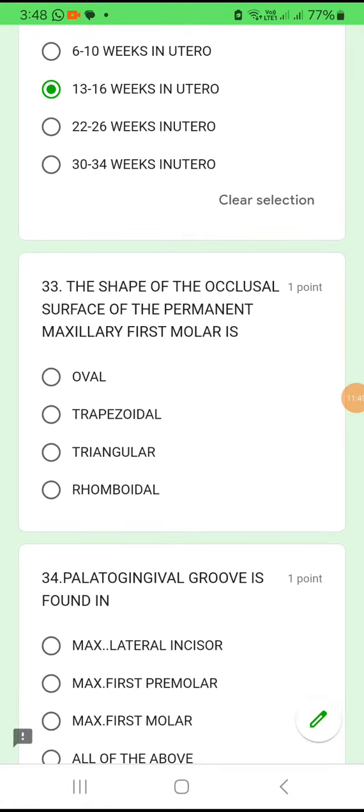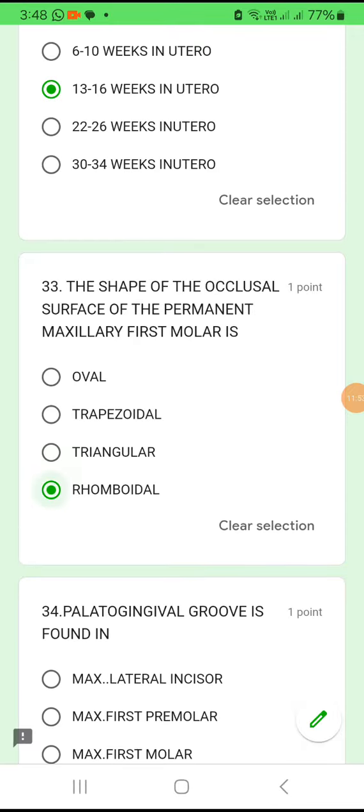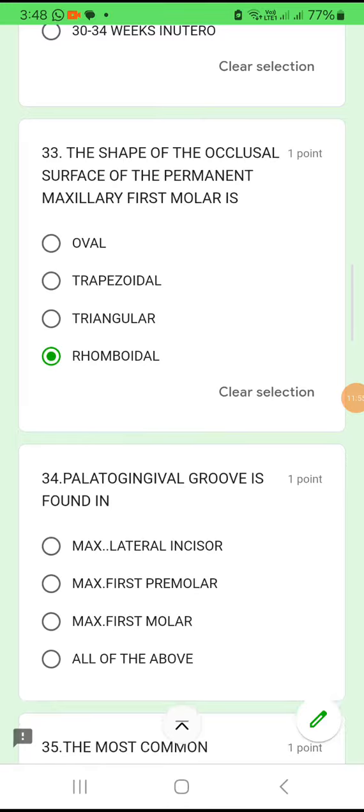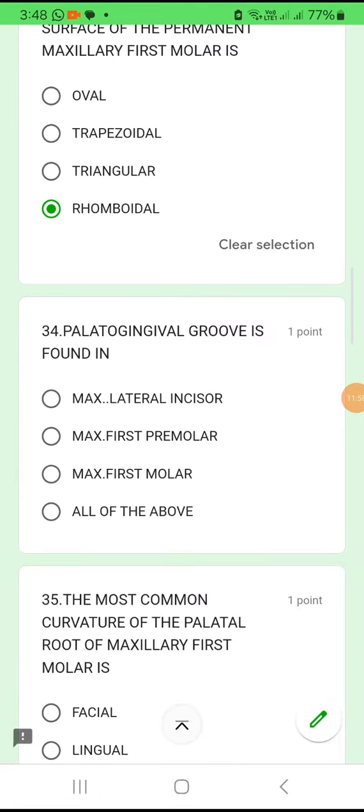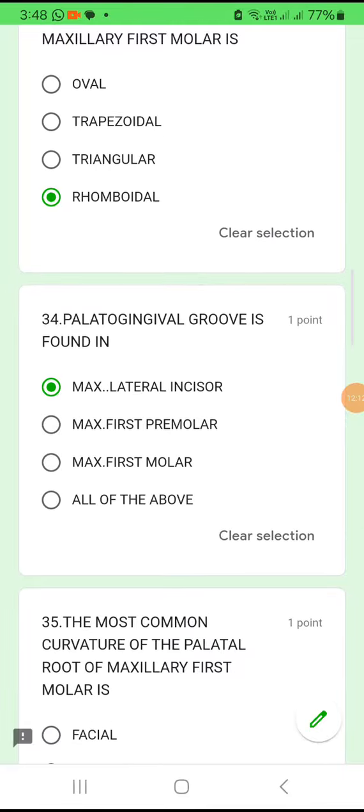Question number 33. The shape of the occlusal surface of permanent maxillary first molar will be very easy, rhomboidal shape. Okay, permanent maxillary first molar shape is rhomboidal. Question number 34. Palato-gingival groove is found in which tooth? Maxillary lateral or first premolar or first molar or all of them. Palato-gingival groove is seen in the anterior tooth, that is maxillary lateral incisor.